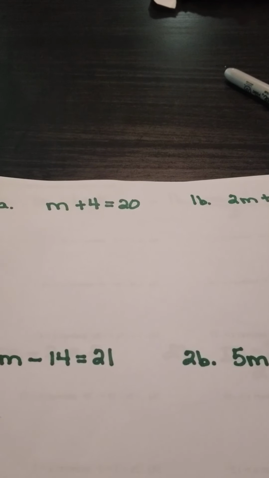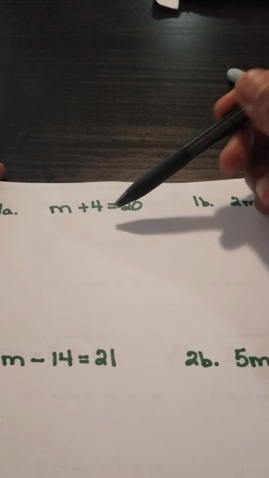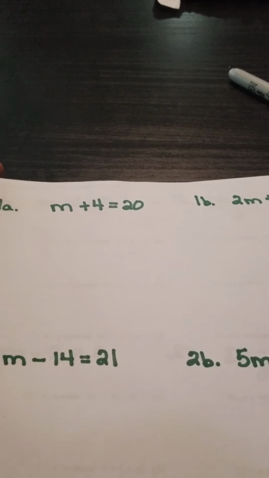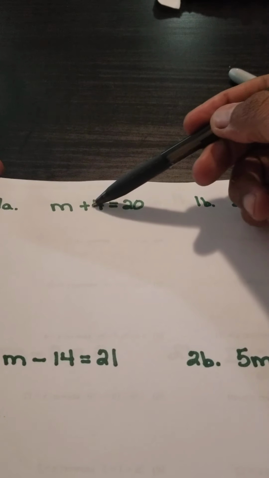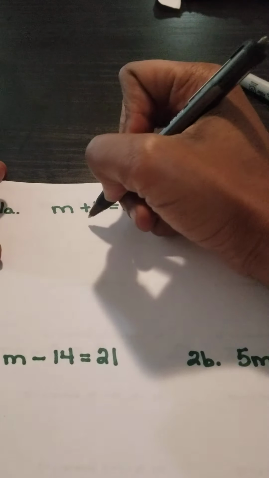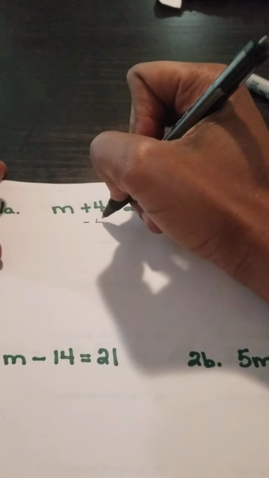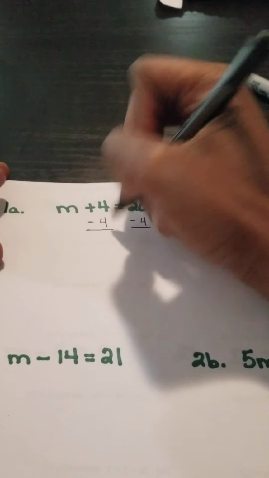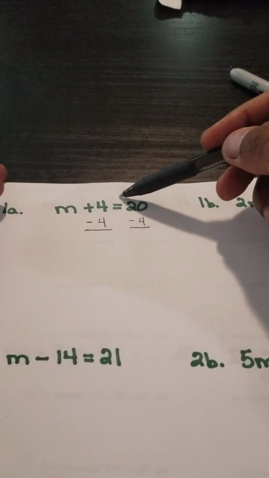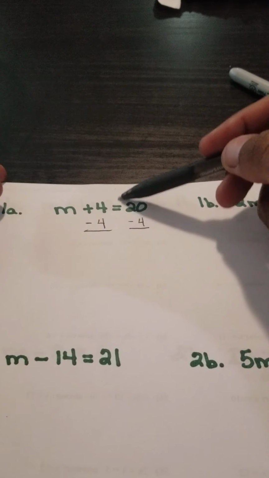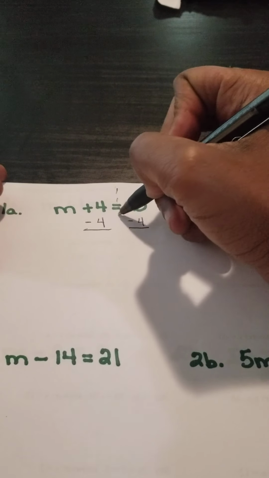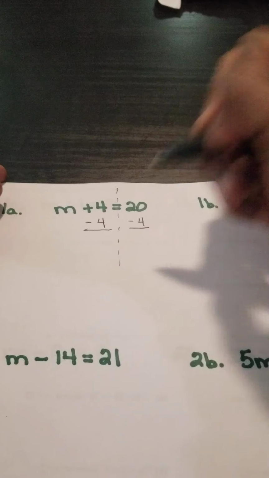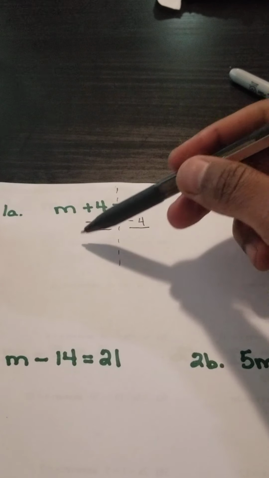One-step equation: we have m plus 4 equals 20. We always want to do the opposite. So we have addition, the opposite is subtraction. So we subtract 4 from both sides. Remember, the equal sign is our barrier, so we want to make sure we do everything on both sides of the equal sign.